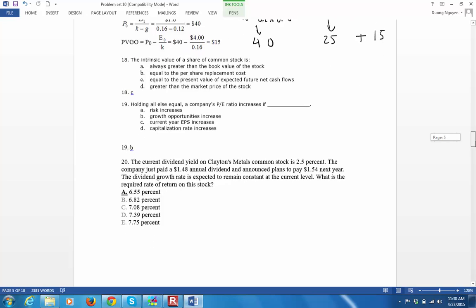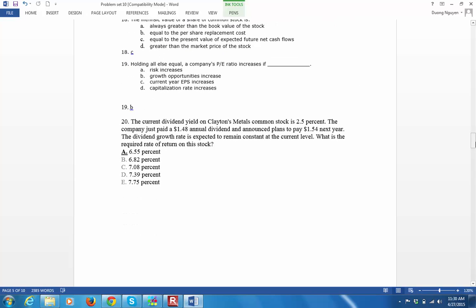Number 20. Alright, what is the required return? So required return K is equal to basically D1 over P0 plus the growth. Okay.